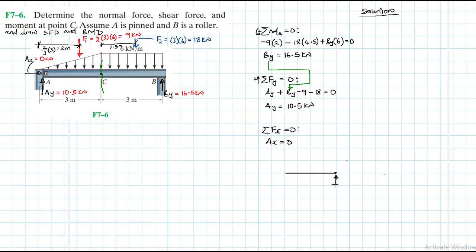But I've gone for the rectangular, the left hand side. So we have the left hand side. Alright. So here I have a 16.5, and then I have this rectangular load.